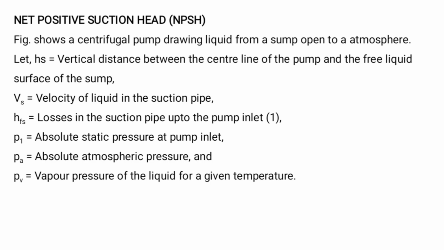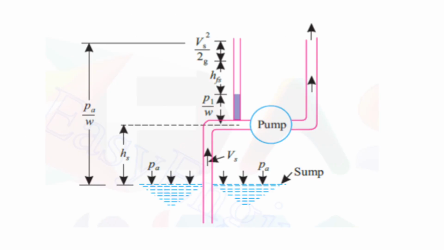P1 is the absolute static pressure at pump inlet. Pa is the absolute atmospheric pressure. PV is the vapor pressure of the liquid for a given temperature. The net positive suction head mainly involves the velocity of liquid, losses in the suction pipe, the vertical distance between the center line of the pump, absolute pressure, and vapor pressure. These are all the terms used in the net positive suction head.